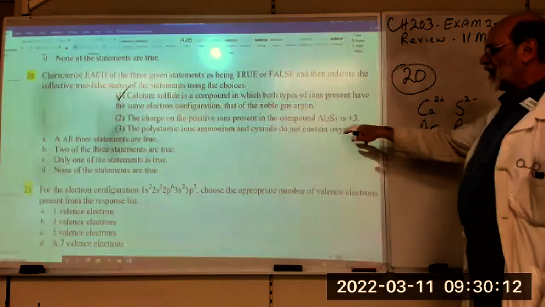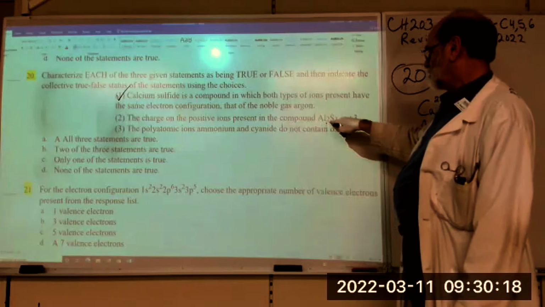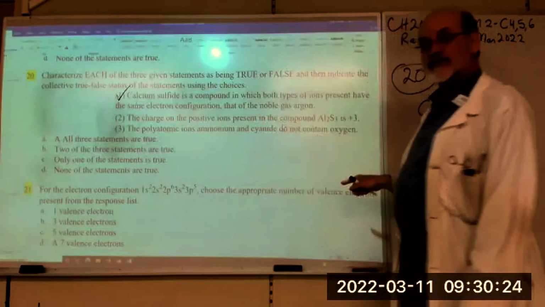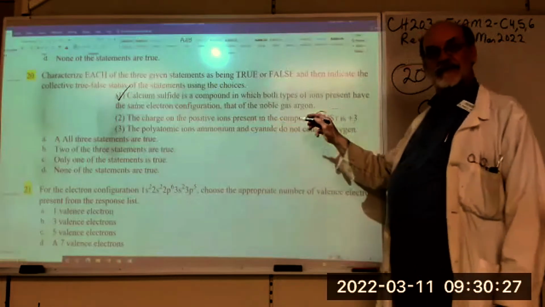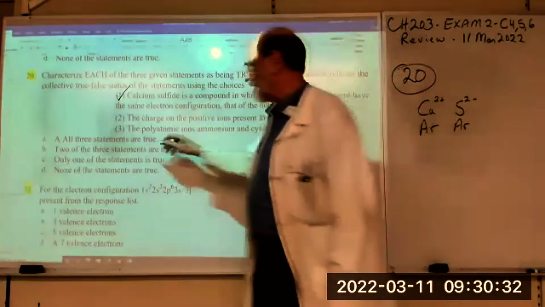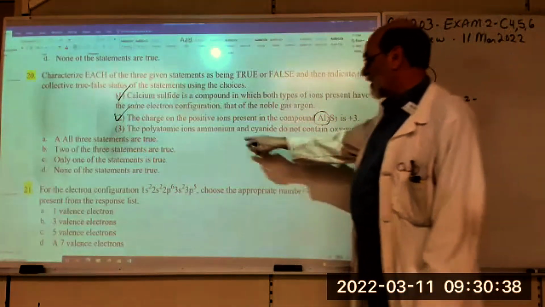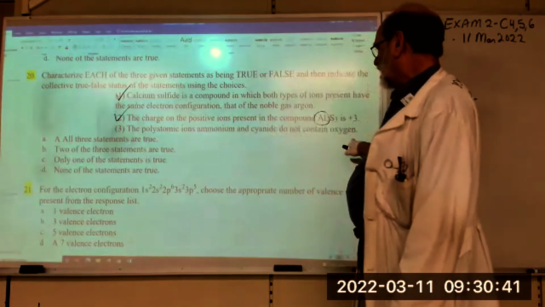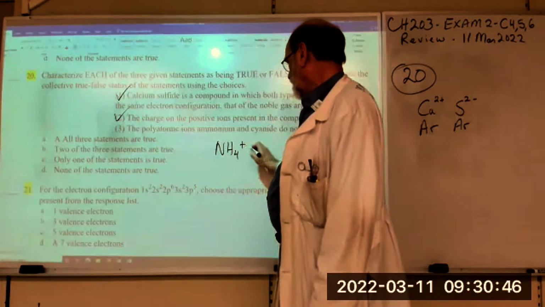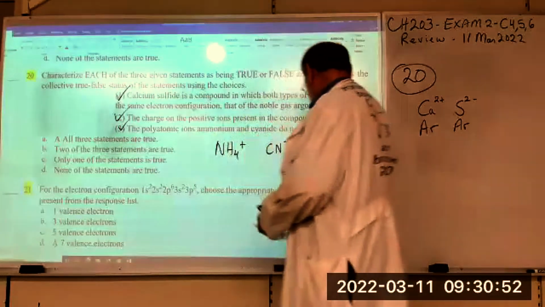The charge on the positive ions present in the compound aluminum sulfide is +3. The positive ion, which one's positive? The metal. And it does have a +3 charge. That one's true. The polyatomic ions, ammonium and cyanide, do not contain oxygen. Right? Ammonium and cyanide. That's true. So all 3 of those are true.